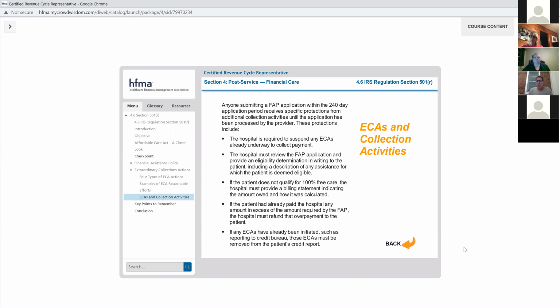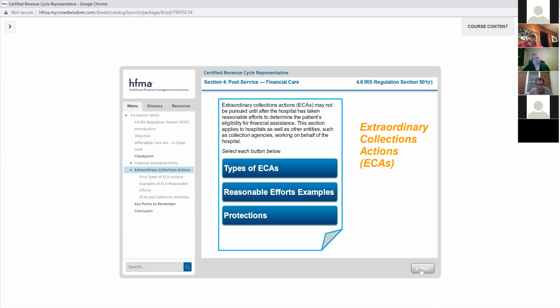If the patient does not qualify for 100% free care, they must provide a billing statement indicating the amount owed and how it was calculated. So if you have a sliding scale, you must indicate that on the bill. And if the patient has already paid the hospital any amount in excess of what they might be eligible for, you have to refund them. And now I'm going back to another screen. So any collection activity already initiated, such as reporting to a credit bureau, must be removed from the patient's credit report.